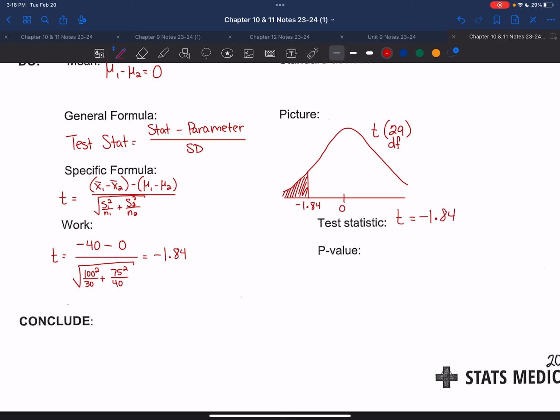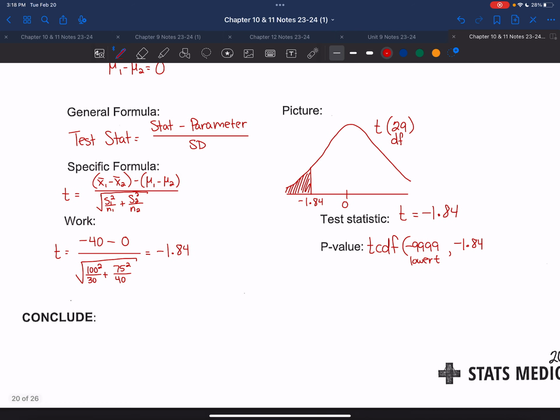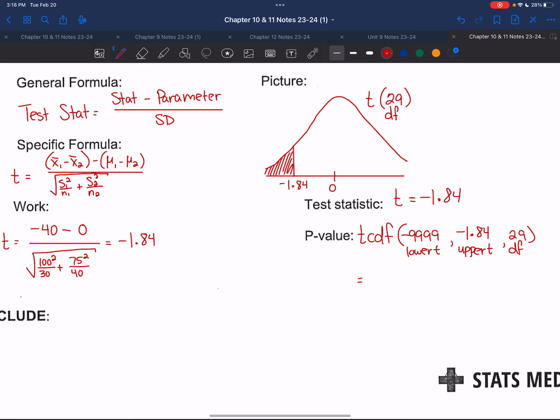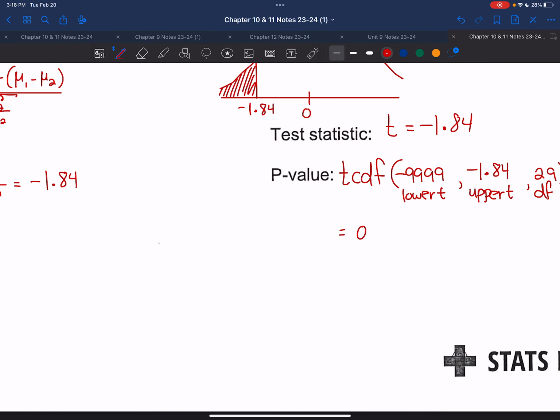So my p-value, if I do tcdf, I'm going to have a lower bound of negative 9999, an upper of negative 1.84, and then my degrees of freedom of 29. So if I do that, I'm going to have a p-value of 0.038.